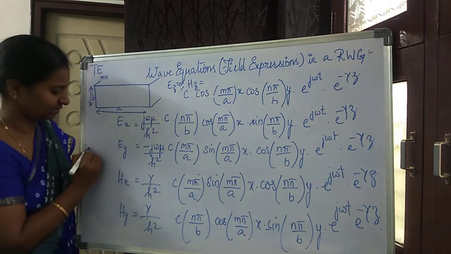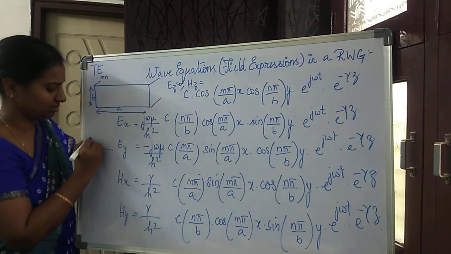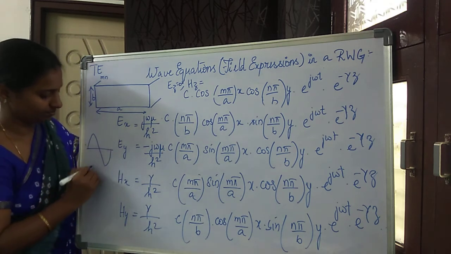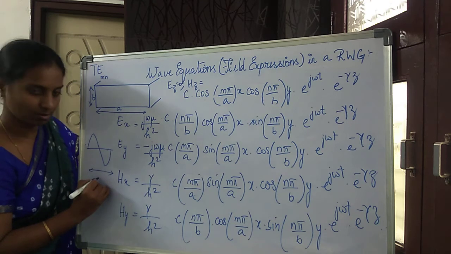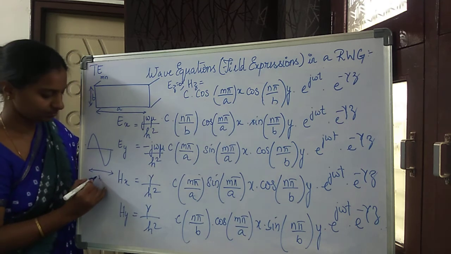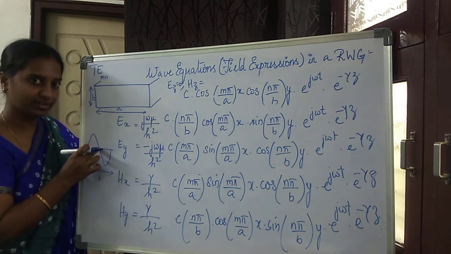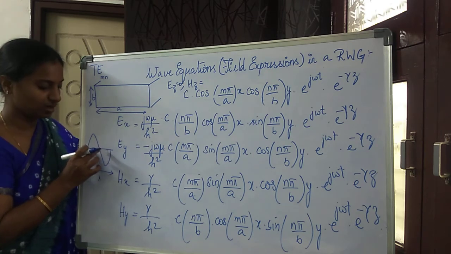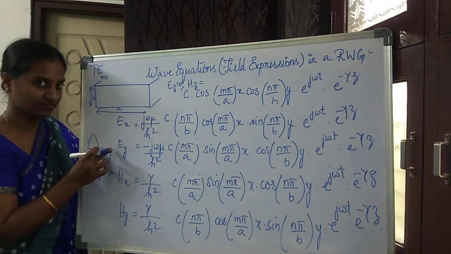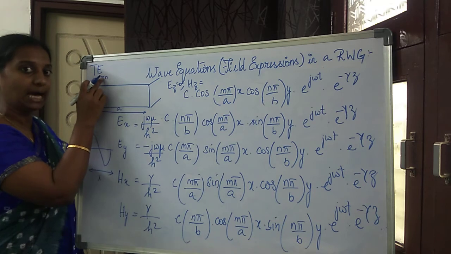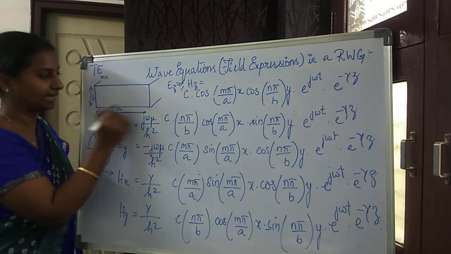What is half wavelength? First of all, what is wavelength? A positive maximum and a negative maximum. This length is called one wavelength, right? So I have half wavelength. How many half wavelengths are here? 2 half wavelengths are here. So this M is denoting half wavelengths along the A dimension.